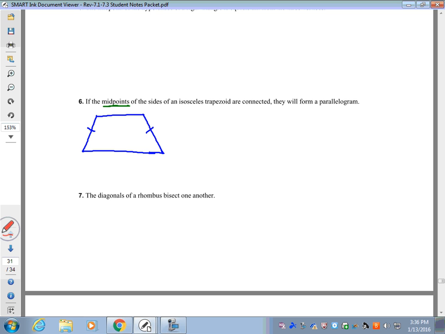I'm going to do this in red. Midpoints of each side. So I'm going to put a point where I think that's a midpoint, a point here where I think that's a midpoint, and I'm going to connect those midpoints. They want us to connect the midpoints of all sides, so I'm going to do a point here. That's the midpoint. That's the midpoint. Now we're going to connect all points. Boom, boom, boom. And what does that shape look like?